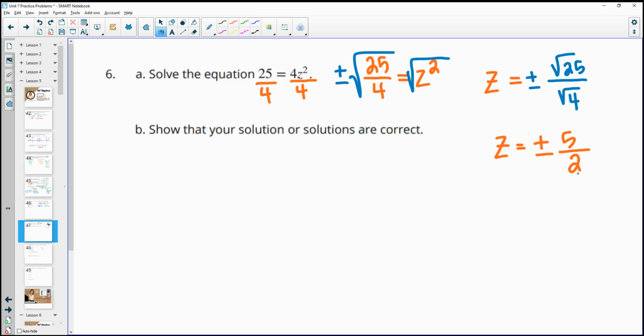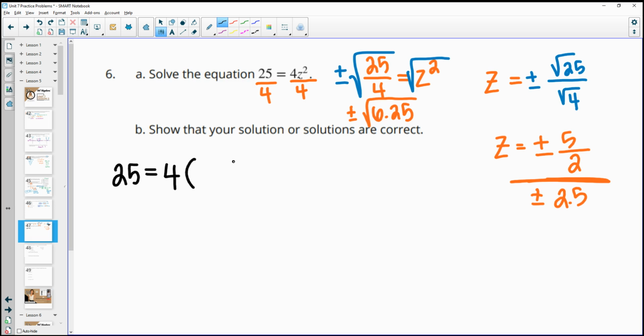You also could have just done this in decimals. You could have done 25 divided by 4 as 6.25, and then taken the plus and minus square root of that, and gotten plus or minus 2.5. That's also fine, so either of these solutions is fine. Then you want to go ahead and plug it back into your original equation to show that it works. So we've got two solutions.